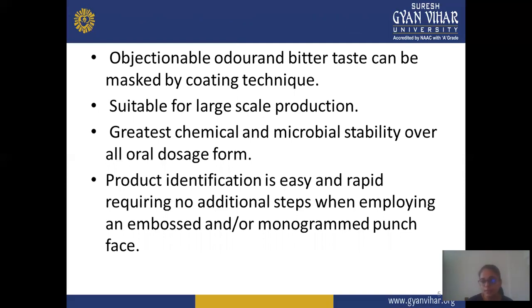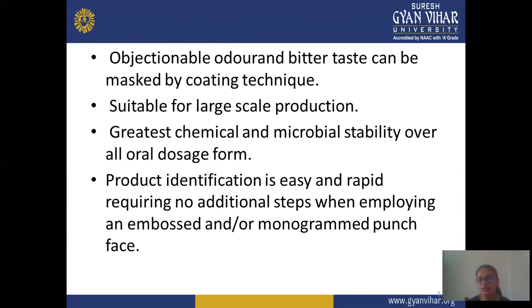If a certain tablet has a bad odor or taste, you can also overcome this by masking the taste or by the coating method. If you coat the tablet, you can improve the taste of a particular tablet. And sustainable large scale production: large scale production is also possible. You can manufacture in a large amount, at a large industrial level.